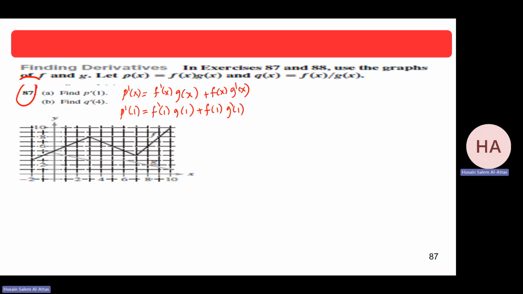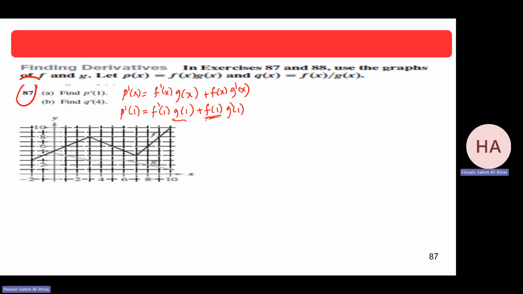Now to find f at 1 and g at 1, this you can do it easily, just from the graph. And to find f prime, it's just the slope of the tangent line. It will be very difficult to see it, so I will leave it. But this is the idea mainly.